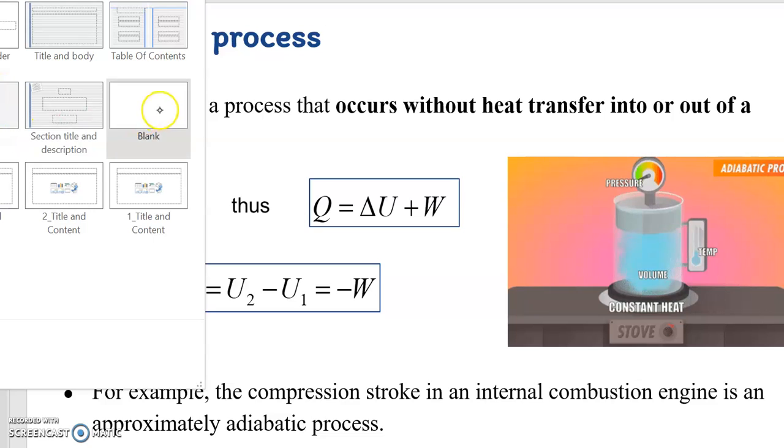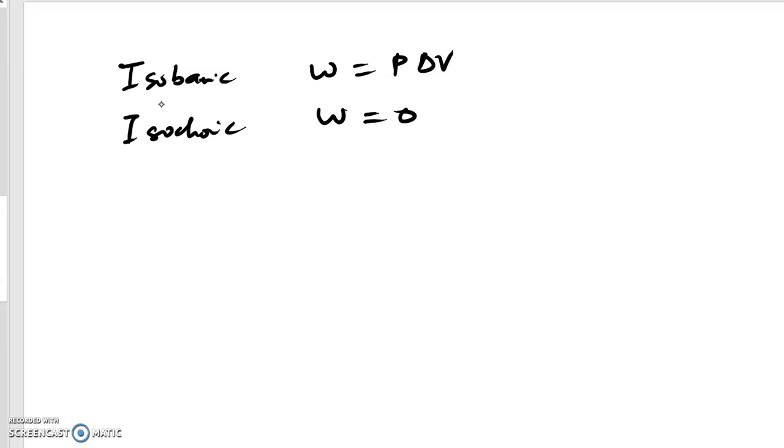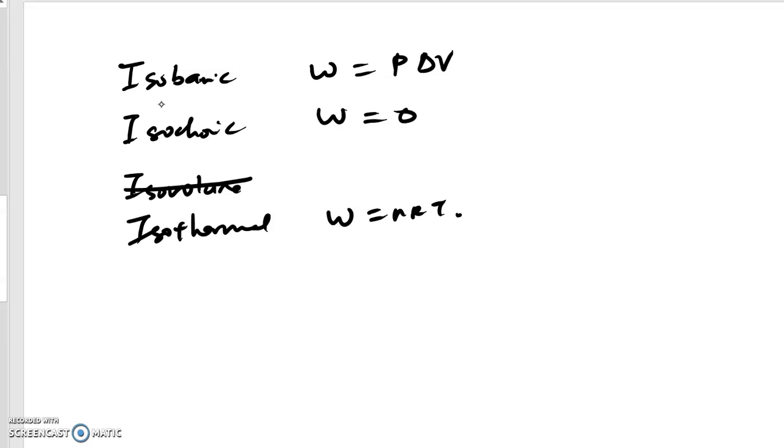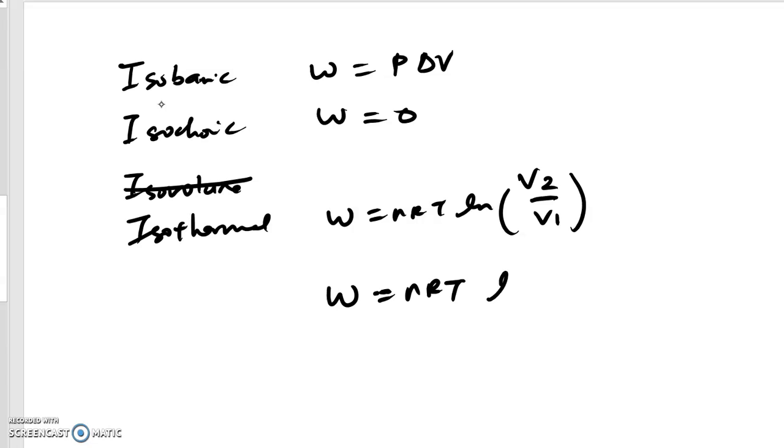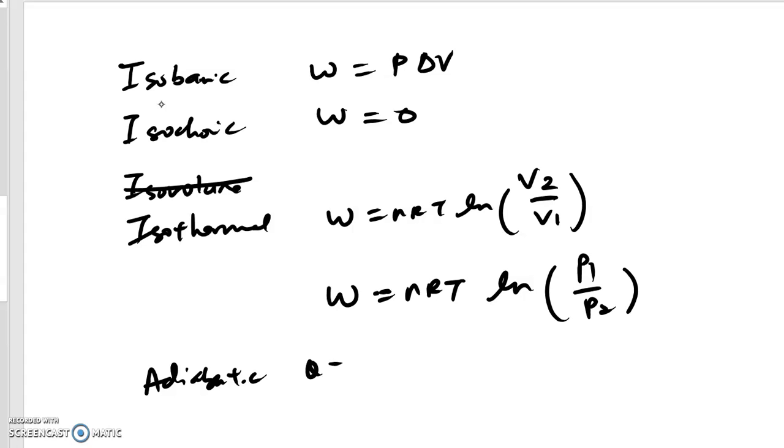I'll insert a slide first. Okay, we have the processes: isobaric, W equals P delta V. Isochoric, W equals zero. Isothermal, W equals nRT ln V1 over V2 or nRT ln V2 over V1. And for adiabatic, we have Q equals zero, so delta U equals W or vice versa.